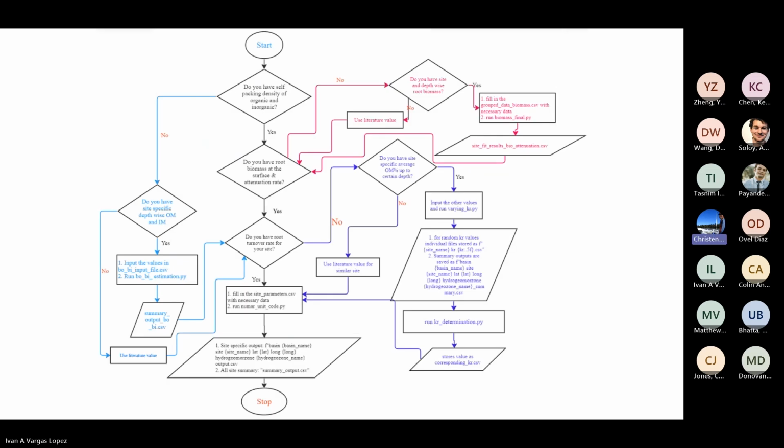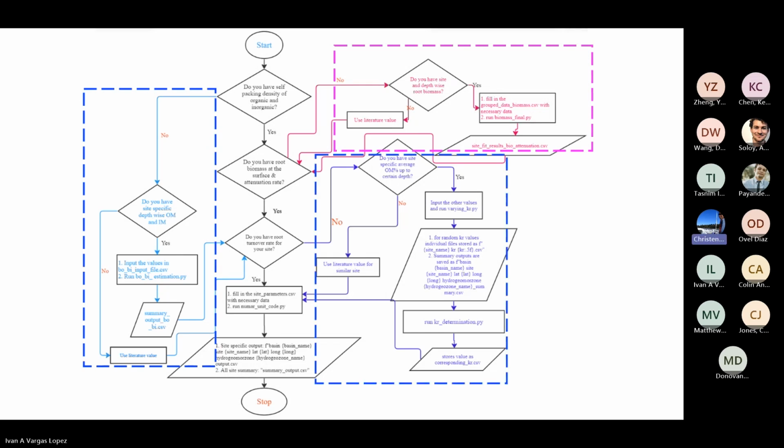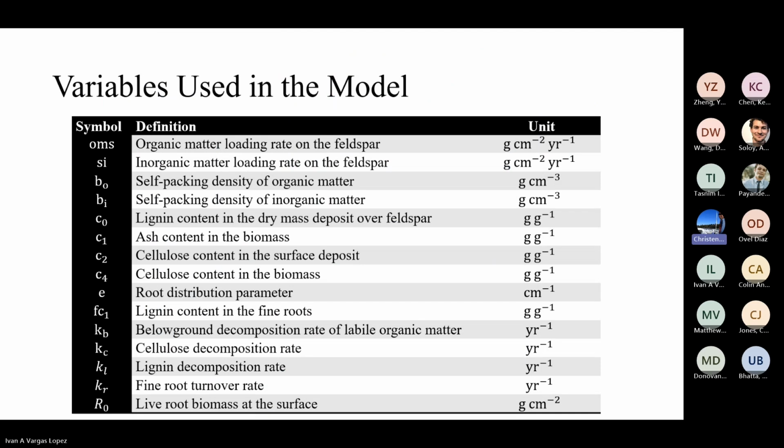So Dr. Twilley already has talked about the workflow of this model. You have to calculate the cell packing density of organic matter and inorganic matter. And you have to calculate the root biomass at the surface and its attenuation rates, because root is the only thing that can contribute and change the organic matter concentration inside the soil other than the surface deposition. And then we have to calculate the root turnover rate. Root turnover is basically introducing some dead roots in the system. So these were the variables we used for our model.